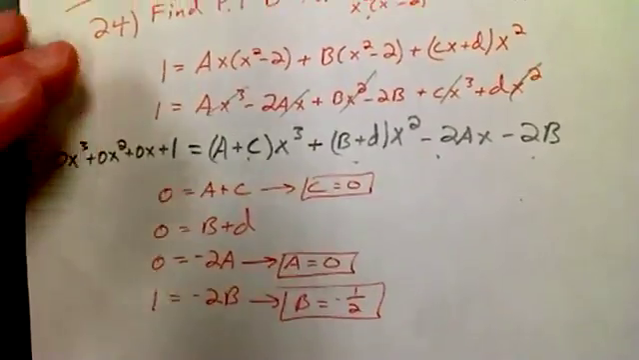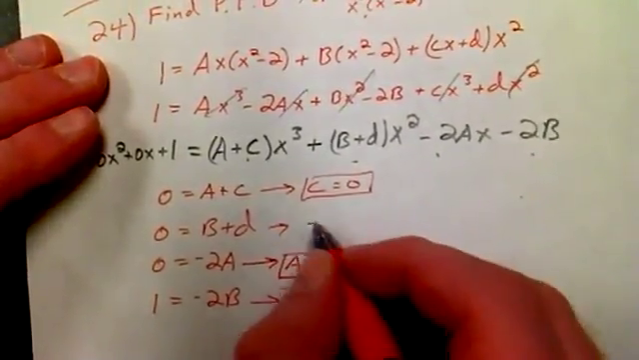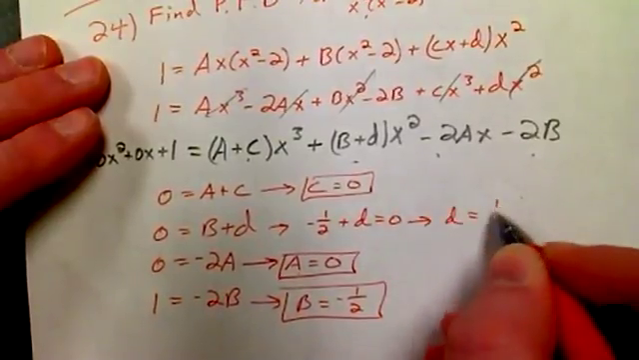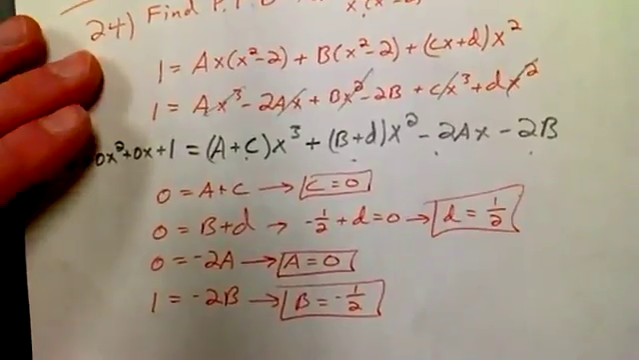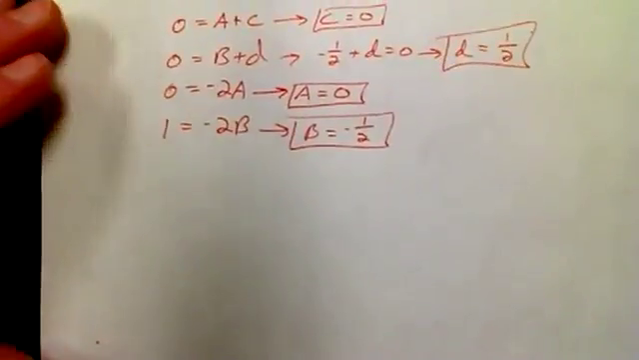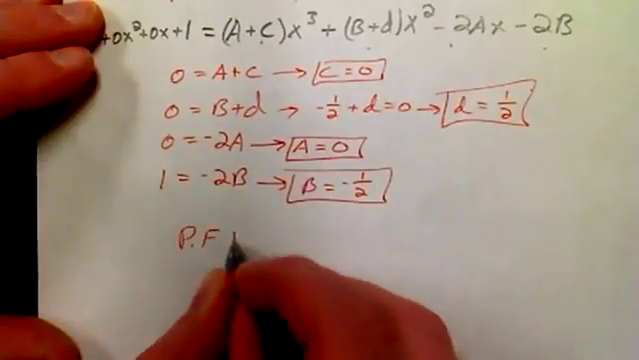So see, this is coming together really quick. And right here, B plus D equals 0, negative 1/2 plus D equals 0. I get D equals positive 1/2. Nice, quick, easy. Could plug it into your calculator, but why bother, right? So at this point, I can write down my partial fraction decomposition.